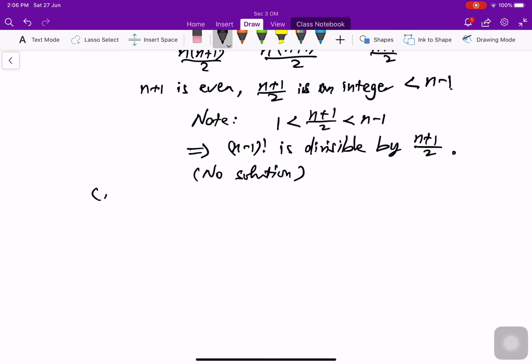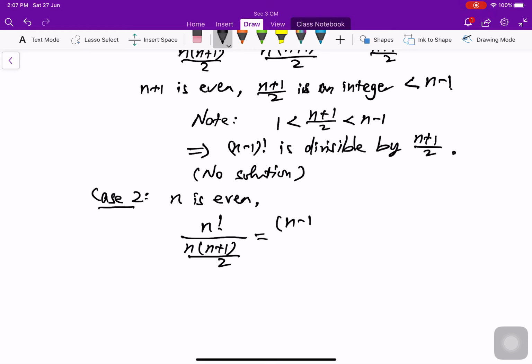Therefore, we look at the second case, case 2: n is even. Then what happened? Let's look at the division again. N factorial divided by n plus 1 divided by 2. Then again, you will end up with n minus 1 factorial divided by n plus 1 divided by 2. And can you see that n plus 1 is actually odd, right?